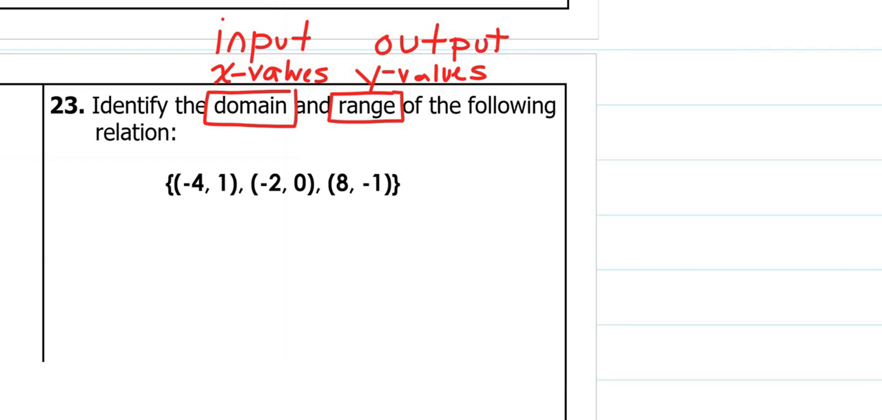You'll also hear input, x values, and domain referred to as the independent variable. So the range, the y values, and the output are the dependent variable. They depend on what the function says to do with the x that you put in. All right, let's take a look.